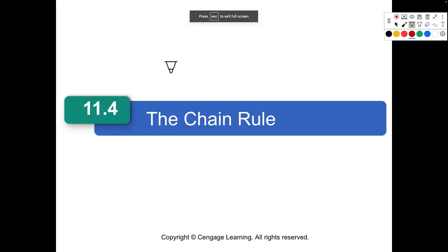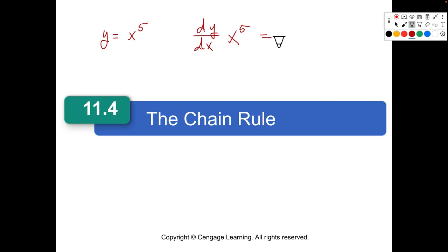So now, when we did something like, we'll just take a simple function, y equals x to the 5th. And we were told to take that derivative, dy/dx, of x to the 5th. What did we do? How do we take a derivative? We take the exponent and multiply. And then what was the next step? And then we subtracted 1. And that's all we really talked about. So we would say we got 5x to the 4th.